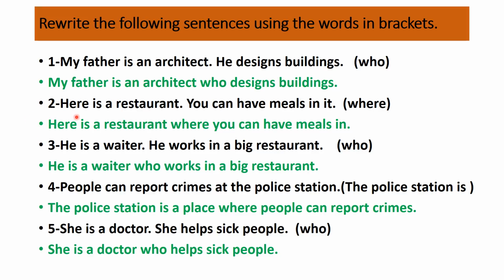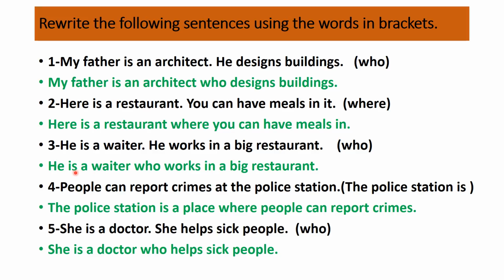Another one. Number 2. Here is a restaurant. You can have meals in it. Restaurant is what? Place. Yes. And here we have it, which refers to the restaurant. Use where. So here is a restaurant. Delete the dot. Where you can have meals in.